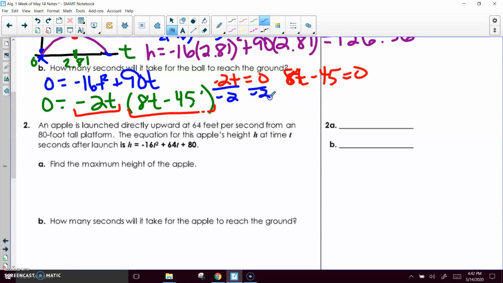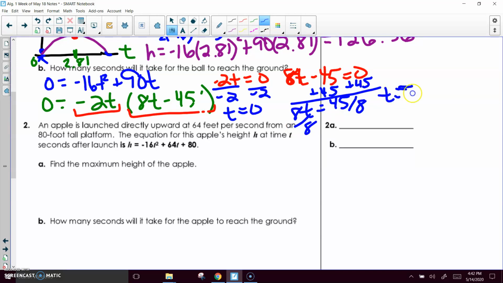Divide both sides by negative 2. 0 divided by anything is 0. And my second one, let's add 40 and then divide by 8. And we get t equals 5.625. Let's think about that in the context of the problem.